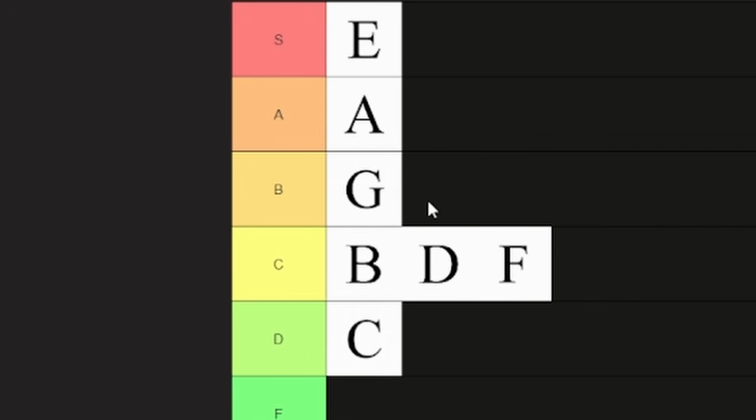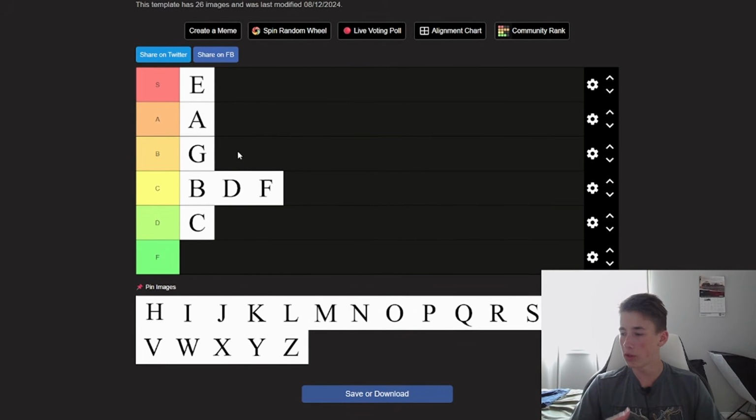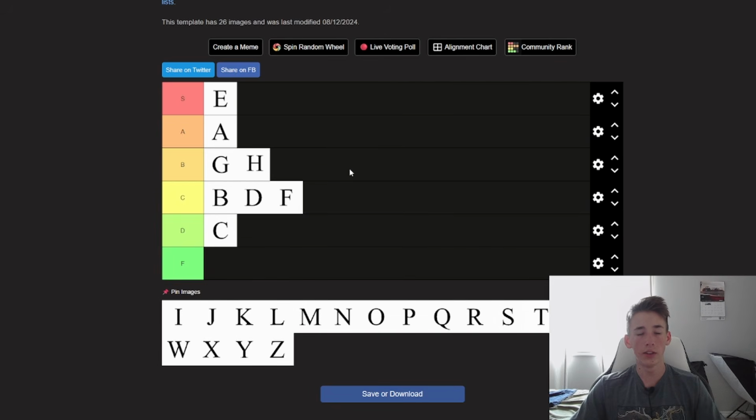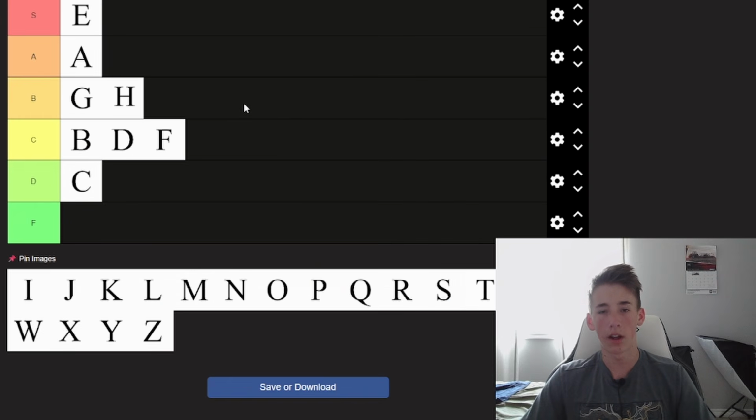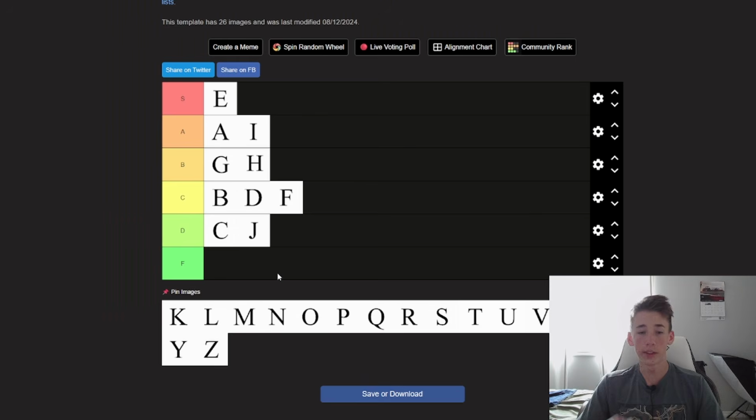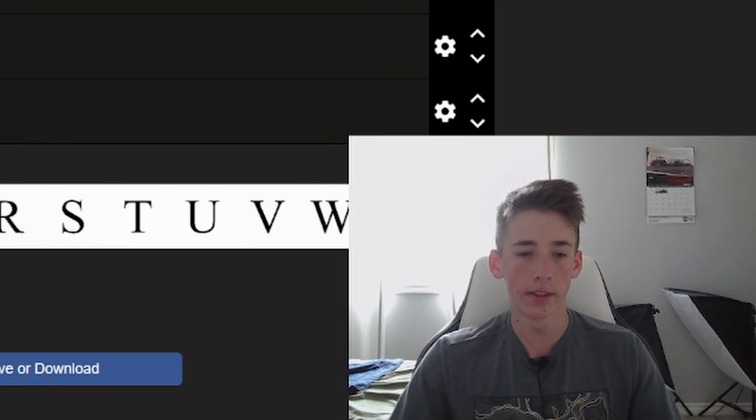G, however, will go to B because it's used in a couple consonant blends and it's also quite a frequently used consonant. Same with H for the same reason. It's used in consonant blends and it's not really obscure. I is going to go to A tier with A because it's a pretty useful vowel, but it's not as good as E. J will go in D tier because it's a pretty rarely used consonant, and it's not used in any consonant blends. Next we have K, which will go C tier because, you know, just a decent consonant.